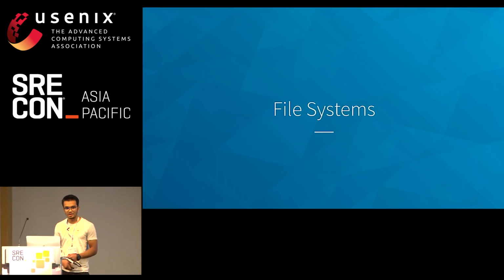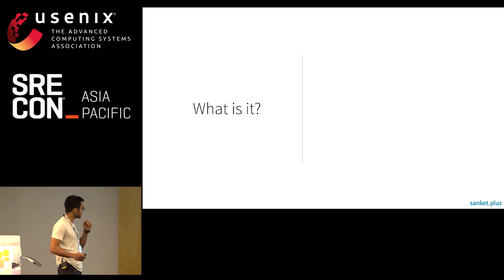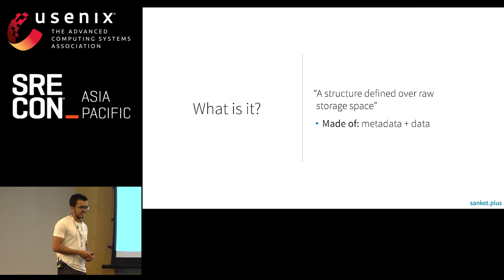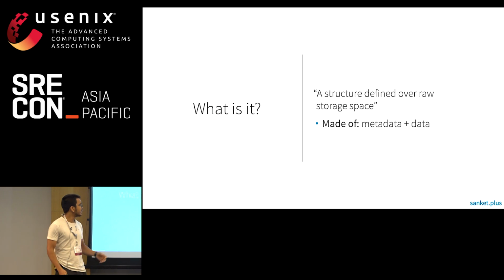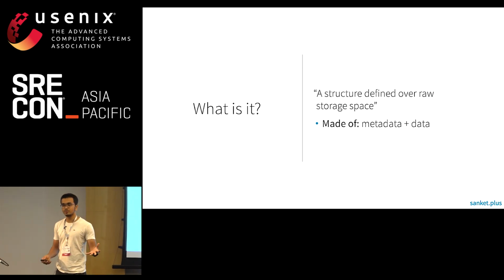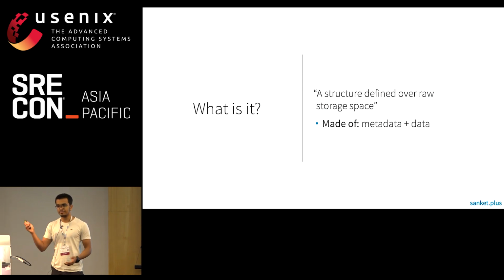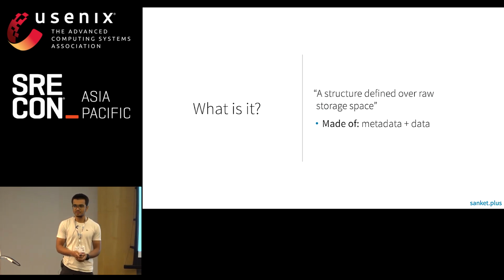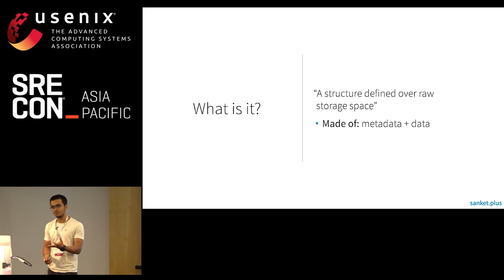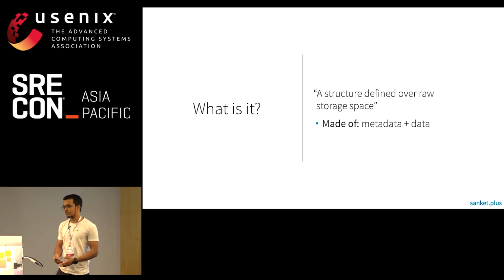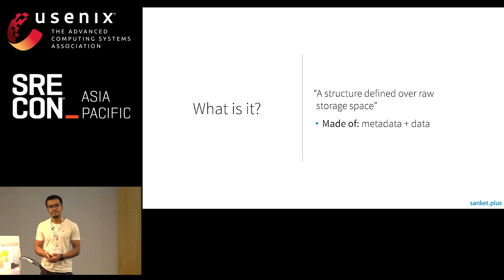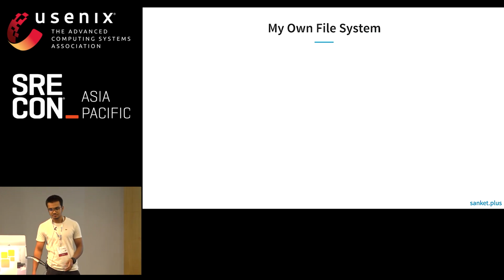So let's get started. What are file systems? To tell it in a single sentence, oversimplified way, it's a structure defined over raw storage space. What is raw storage space? Your storage devices, hard drive, pen drive, your memory cards. So we define some structure over it so that we can utilize it better. If you want to classify it on a really high level, it is made of data and metadata. We'll see how it looks like.